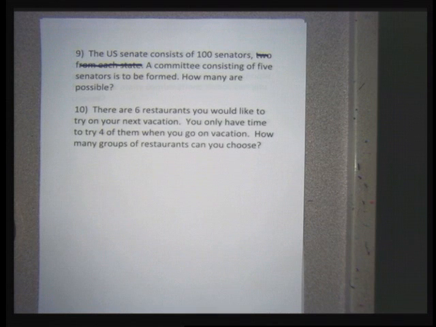My problem 10, there's 6 restaurants. I have time to go to 4 of them. I want to pick which 4 I go to. I'm assuming it doesn't matter which restaurant I go to first, which restaurant I go to last. I'm just going to eat at 4 of them, and 2 of them I'm not going to eat at.